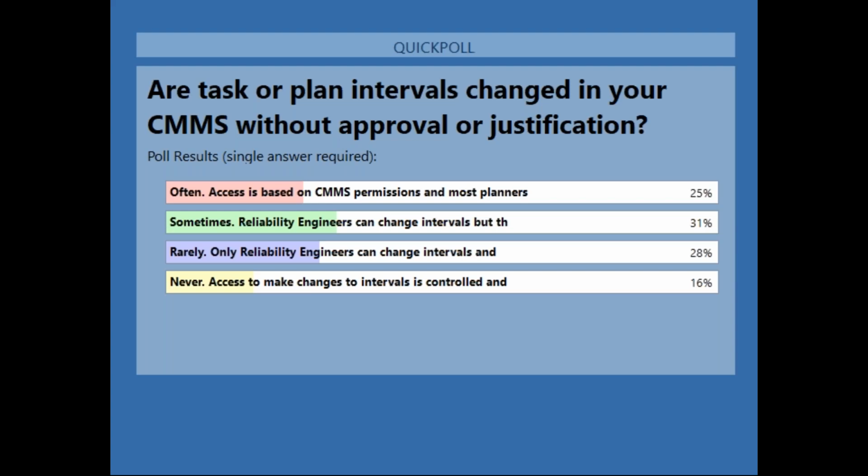So we got 25% of people often make interval changes with no real approval process, and we're just doing it based on CMS permissions. We have 30% say, yeah, it sometimes happens, but the reliability engineer does it, which is obviously a step in the right direction. Rarely, so only reliability engineers, which is great. And for those people that fall into the last category, never, that's outstanding.